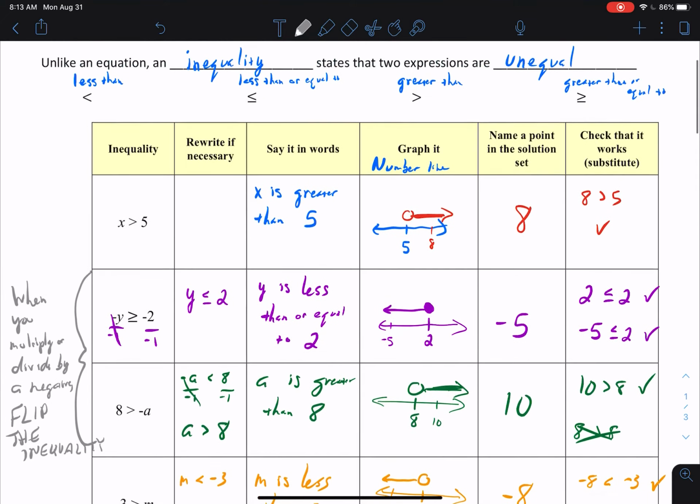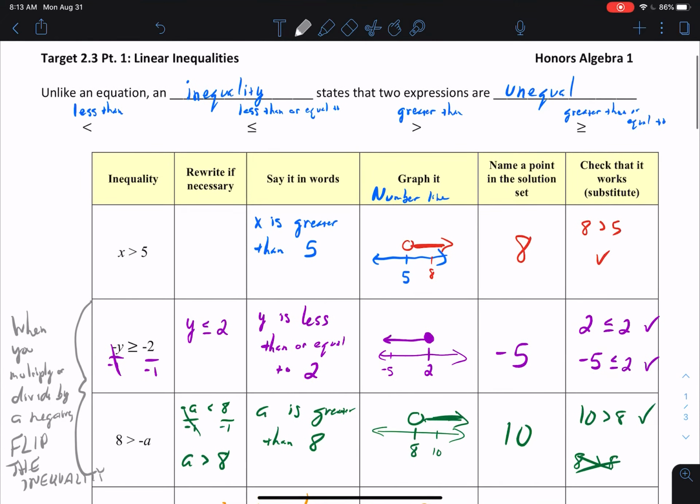And up here, I'm also going to add this note. If it does not have the line underneath, open circle on the graph. If it has that line underneath, remember that means equality, so you can include that number. So this is going to be a closed circle or a filled circle.